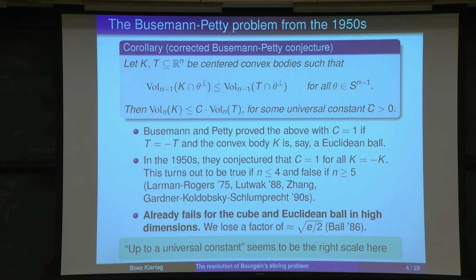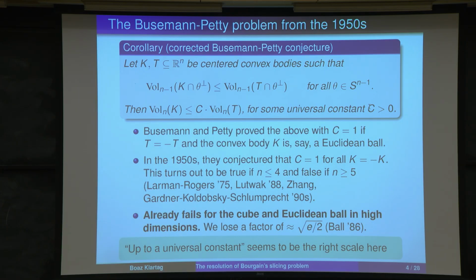And there was lots of research, and in the end, what we know is that C equals 1 holds true only if n is at most 4. So up to 4 it's true, false for n larger than 5. And in fact, geometry in high dimensions is so non-obvious that the counterexample in high dimensions is just the cube and the Euclidean ball. This was proven by Keith Ball in the 80s.